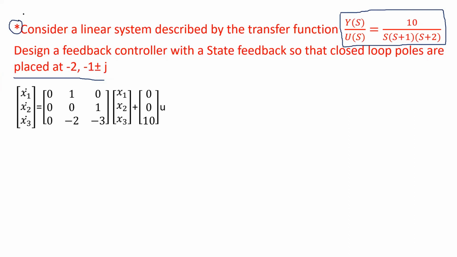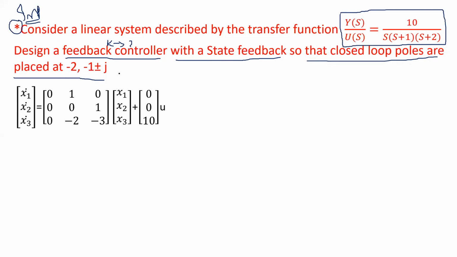It indicates an important question. Very, very important, asked many times in the previous exam papers also. For the given transfer function, we need to design a state feedback controller. It indicates the value of the gain constant K, so you need to find the K matrix. This is what he is going to ask: design a feedback controller, that is the K value, with state feedback so that the closed loop poles are placed at -2, -1 plus or minus j.